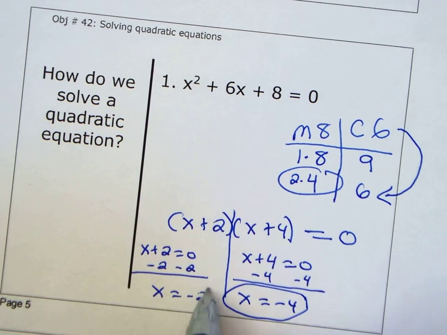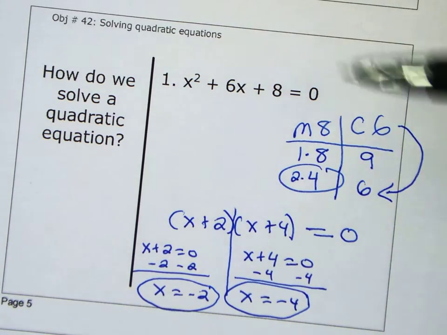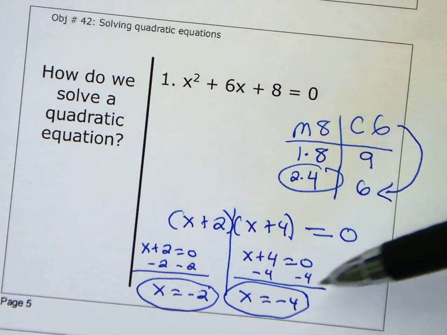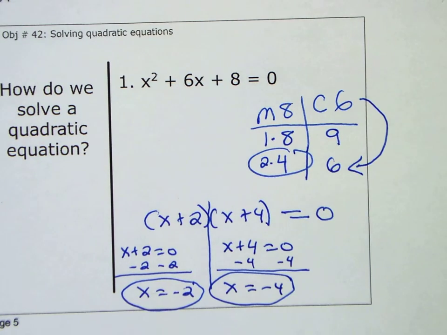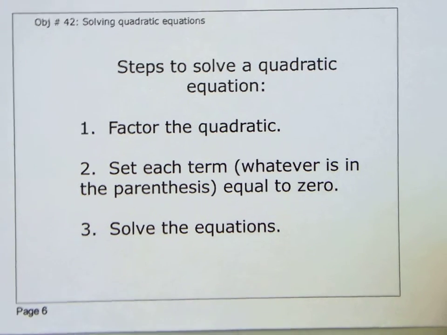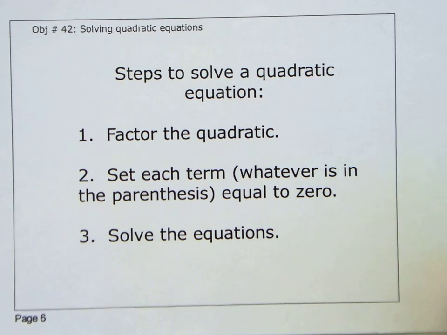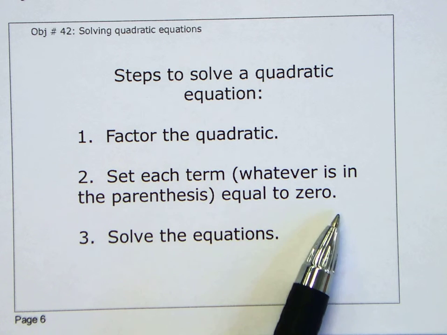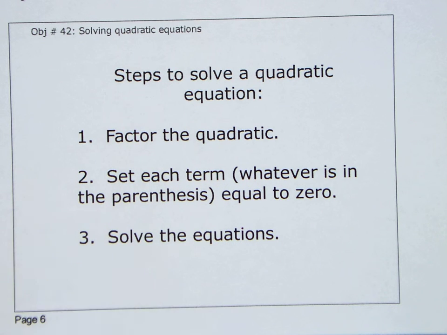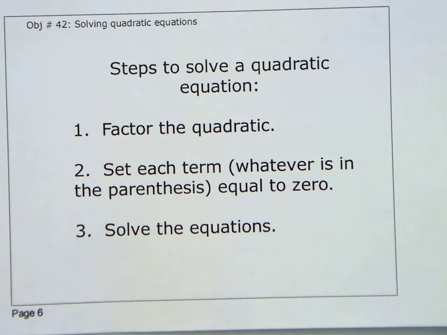How many answers are there? There are 2 answers, and x squared has 2 answers. So what did we do in this problem? We factored. We set both our terms equal to 0, and we solved. So steps to solve a quadratic equation. Factor the quadratic. Set each term equal to 0, whatever's in the parentheses, and then solve the equation.